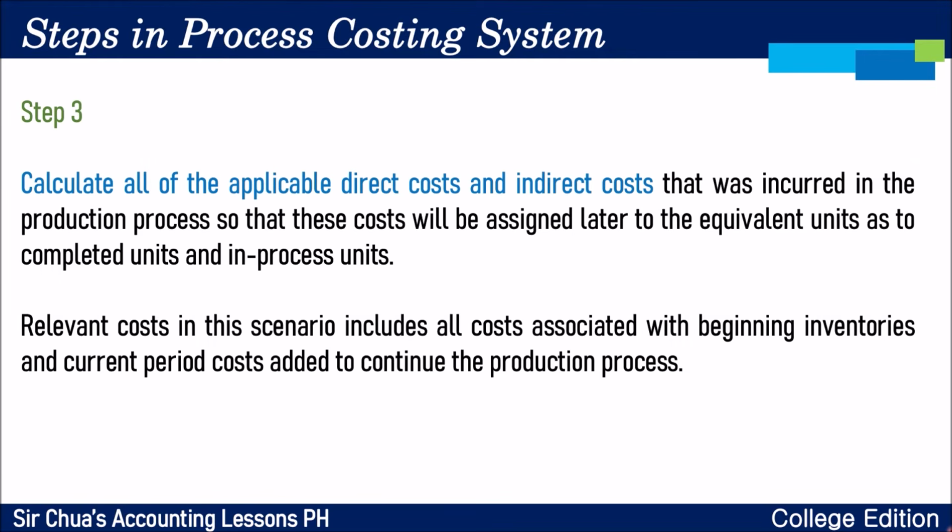Step 3 is to calculate all of the applicable direct cost and indirect cost that was incurred in the production process so that these costs will be assigned later to the equivalent units, as to the completed units and the in-process units. Kukunin po natin lahat ng cost na na-incur natin during the period kasi yan po yung ating i-assign sa mga equivalent units of production natin.